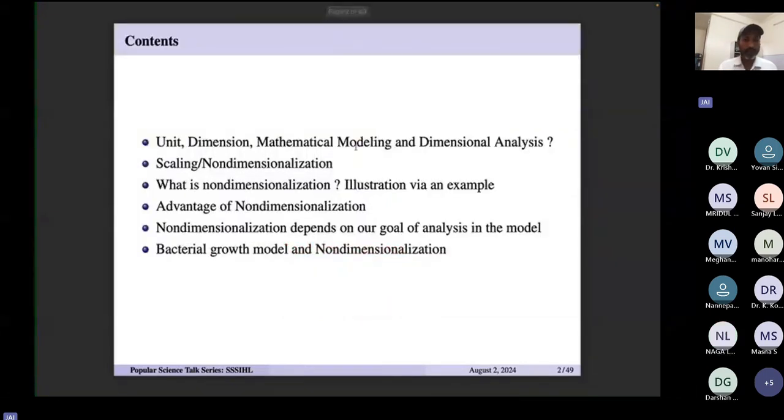So I have divided my talk into these parts. In the first part, I will talk about very simple, fundamental things related to unit and dimension, because we are going to talk about non-dimensionalization. So a little bit we will recall about this, and how mathematical modeling comes into the picture when we talk about non-dimensional analysis. Then we will go to non-dimensionalization.